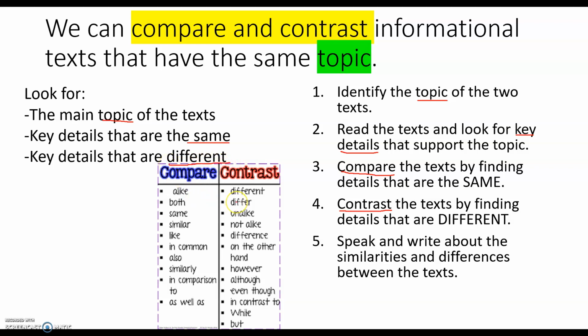When we speak and write about the text, here's some words that we can use. When we compare, we might use words like alike, both, same, similar, like, in common, also, similarly, in comparison, and as well as. When we contrast, we might use words like different, differ, unalike, not alike, difference, on the other hand, however, although, even though, in contrast to, while, or but.